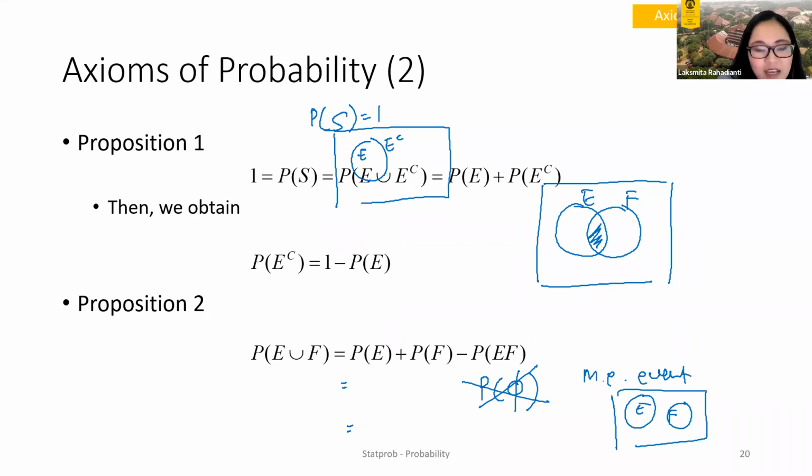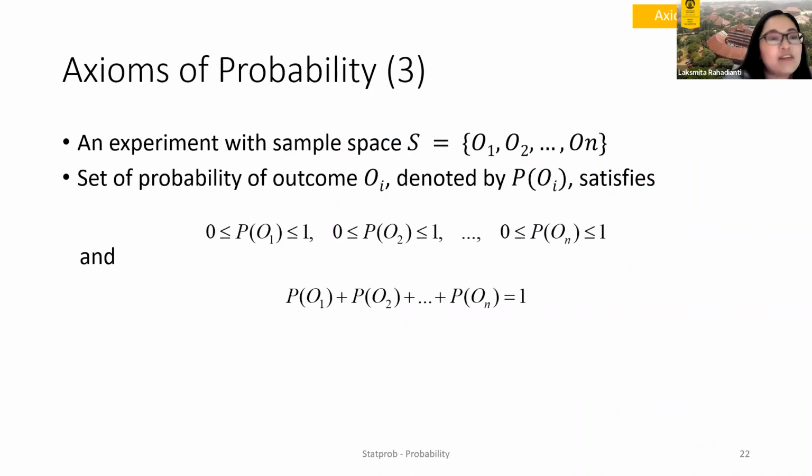Okay, and lastly, we know that if I have an experiment with the entire sample space consisting of all of these different outcomes, outcome 1, outcome 2, and so forth, the probability of every single outcome is denoted by PO, and it satisfies these two criteria. Each individual probability will be between 0 and 1, and the sum of every single outcome will be 1. Note that here, this is a probability of an outcome and not of an event.